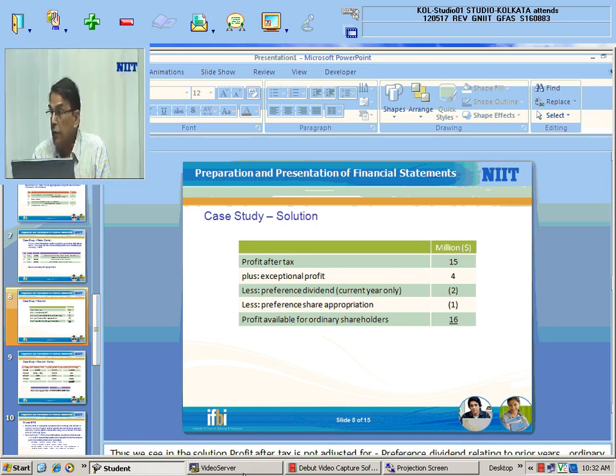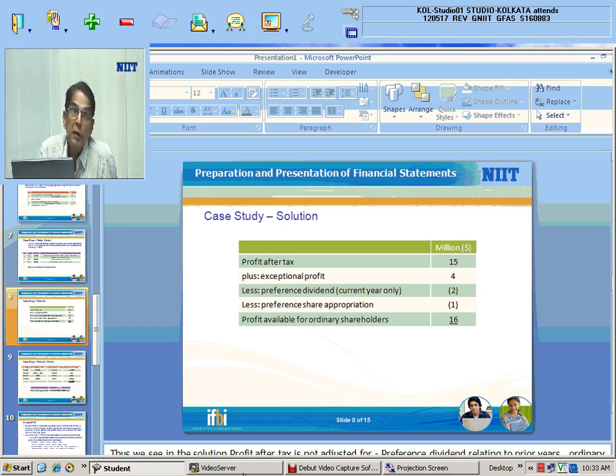Basically, we adjust the profit after tax. So you add the exceptional profit and then reduce it by the payments which are due to the preference shareholders for the year. So for cumulative preference shares, whatever dividend, whether it is declared or not, has to be adjusted. Similarly, for redemption of preference shares, if any amount or premium is payable, that has to be adjusted. So profit available for ordinary shareholders is 16 million.